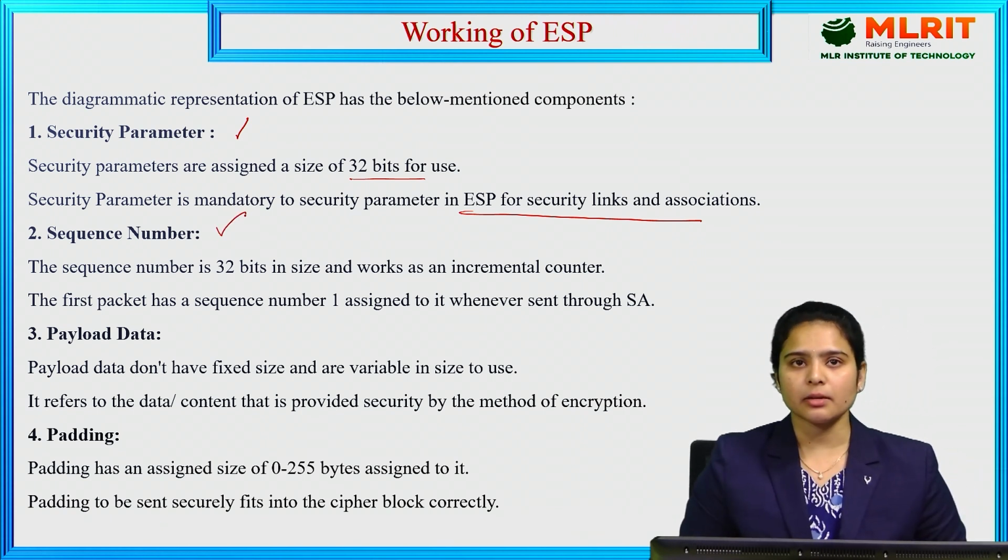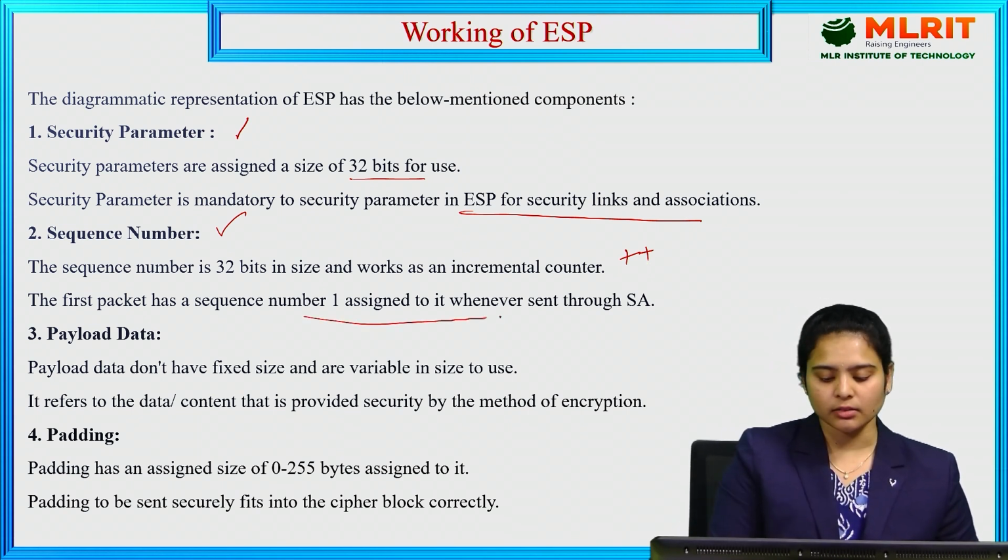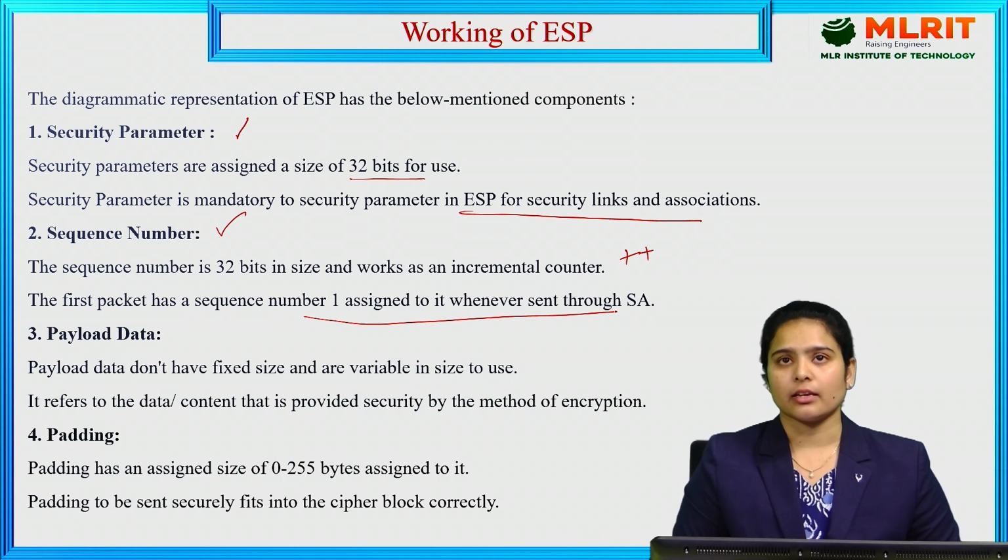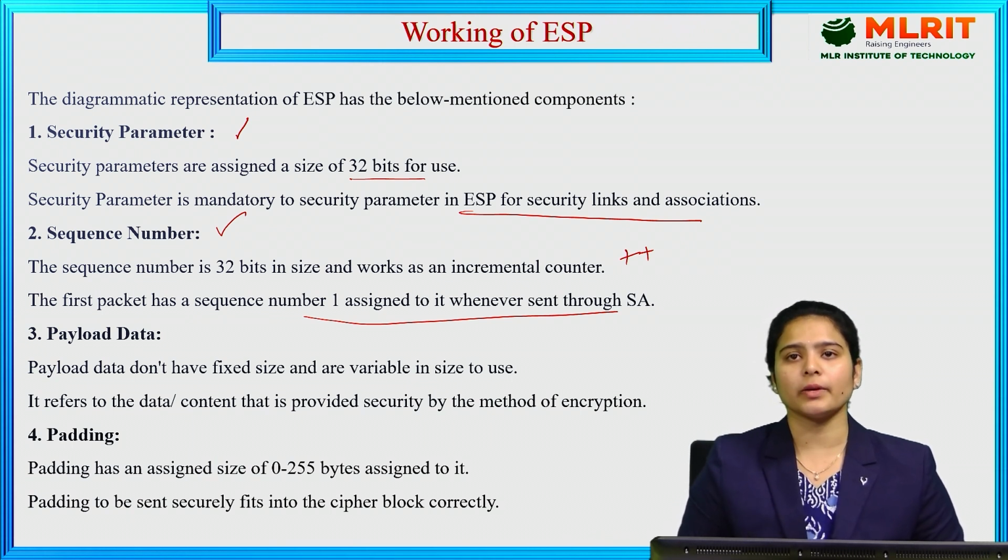The sequence number also consists of 32 bits in size and works as an incremental counter, not as a decremental. It should always increase. And the first packet has to have a sequence number of 1 assigned to the SA. That is nothing but security associations, which always serve security purposes.